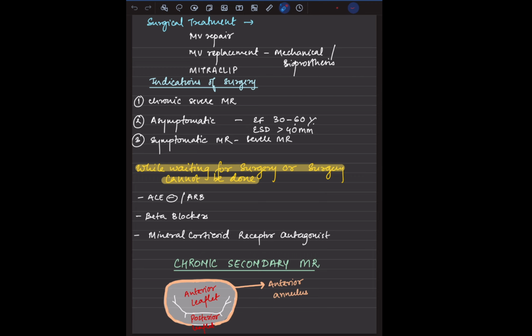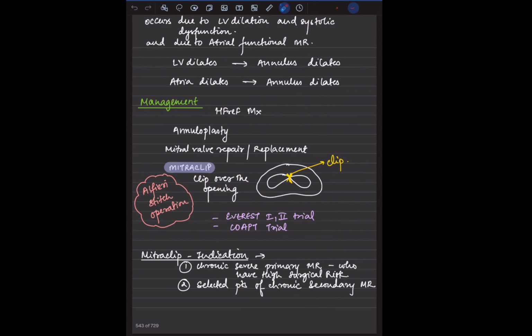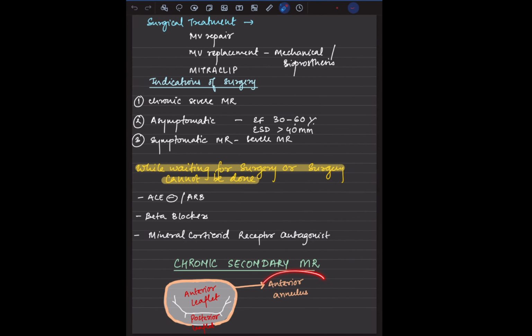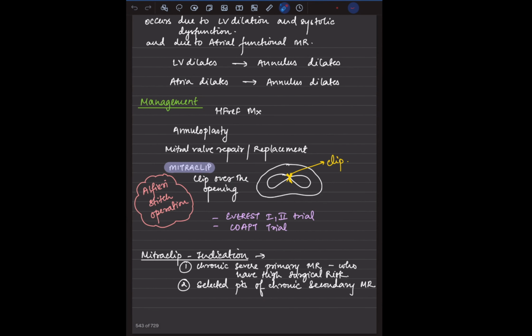While awaiting the surgery, of course, we have to see if ARBs can be tried. And when it is secondary, that means because of certain causes including left ventricular dysfunction, MI and coronary artery disease, it can be managed as HFrEF management itself. And annuloplasty, mitral valve repair, replacement, and mitral clip could be used.